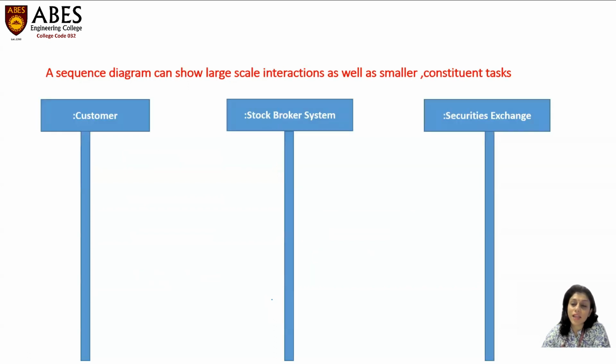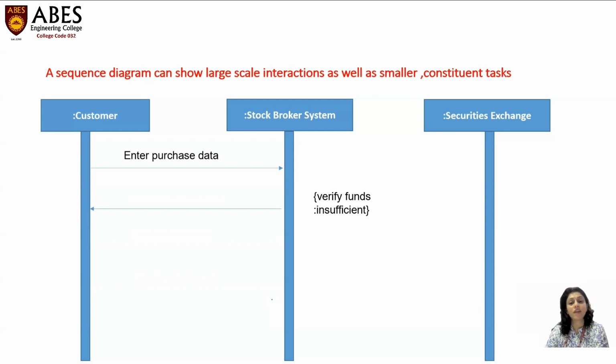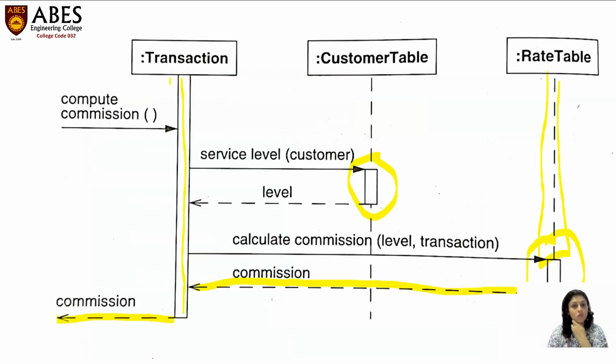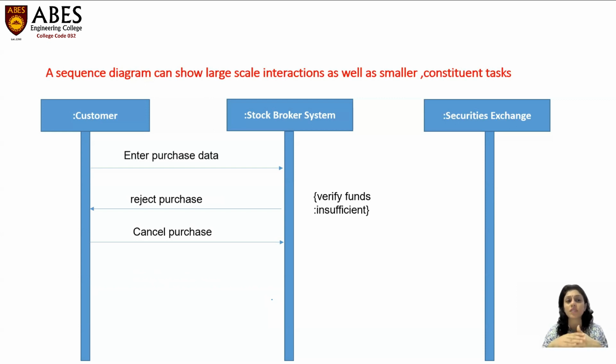Again, one more sequence diagram can be there, like the customer is entering the purchase data, and after the stockbroker system is verifying the funds, it shows it has insufficient funds. So it says the purchase is being rejected. So the customer cancels the purchase, right? So what we have seen here is a particular use case is being broken down into different sequence diagrams. And here we have seen 4 sequence diagrams. There can be more sequence diagrams as well. So one particular use case model can be divided into number of steps.